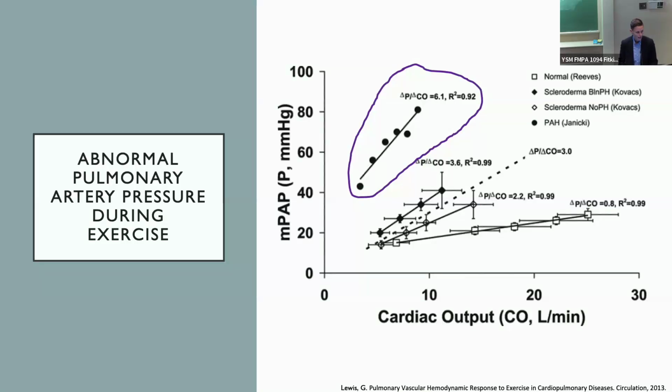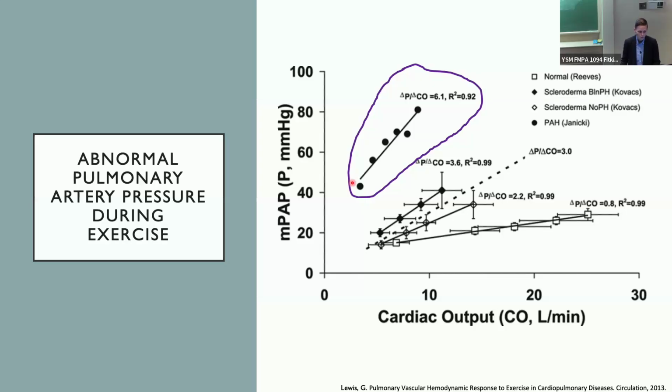Patients with PH also have abnormally high pulmonary artery pressures during exercise. This figure illustrates the pressure-flow relationship during exercise. In healthy individuals seen here, the slope of the mean pulmonary artery pressure to cardiac output is shallow, approximately 1 millimeter of mercury per liter per minute, consistent with a preserved pulmonary vascular reserve. In contrast, patients with PAH, seen here circled in purple, exhibit a markedly steeper slope.